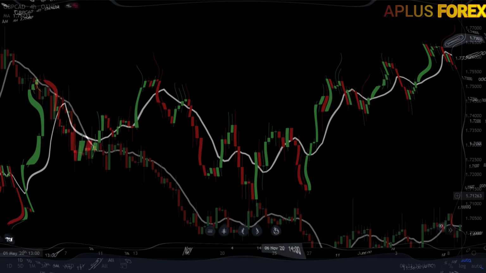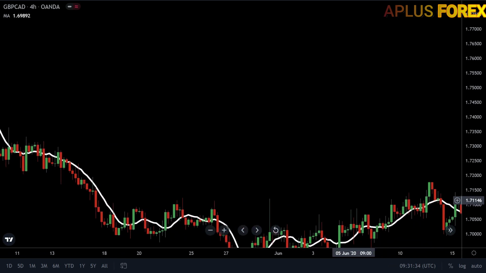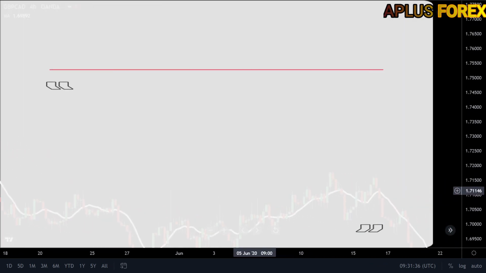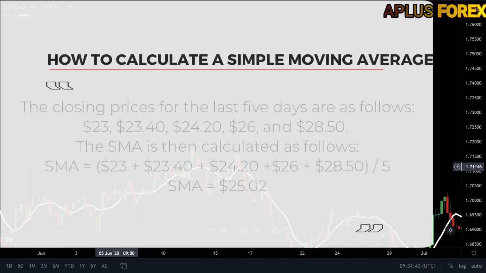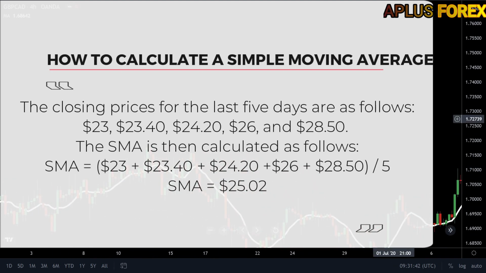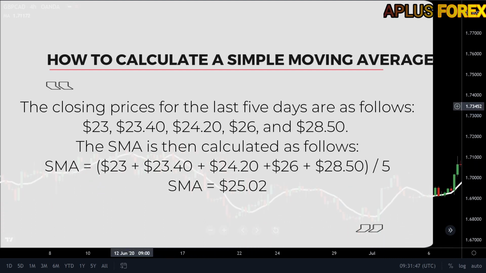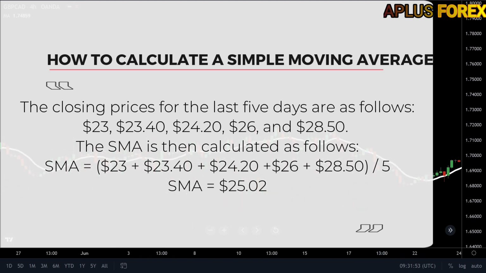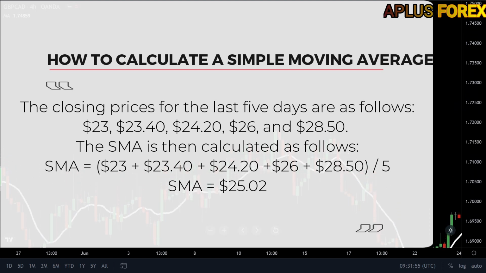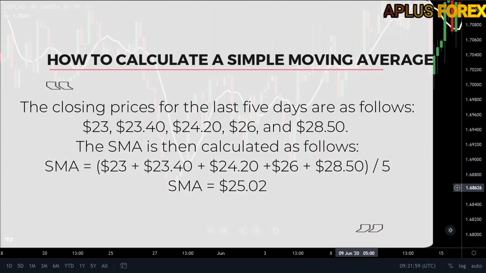To calculate the simple moving average, we can take an example. A stock trader wants to calculate the simple moving average for a stock by taking its closing price for the last 5 days. The closing prices for the last 5 days are as follows: $23, $23.40, $24.20, $26, and lastly $28.50.